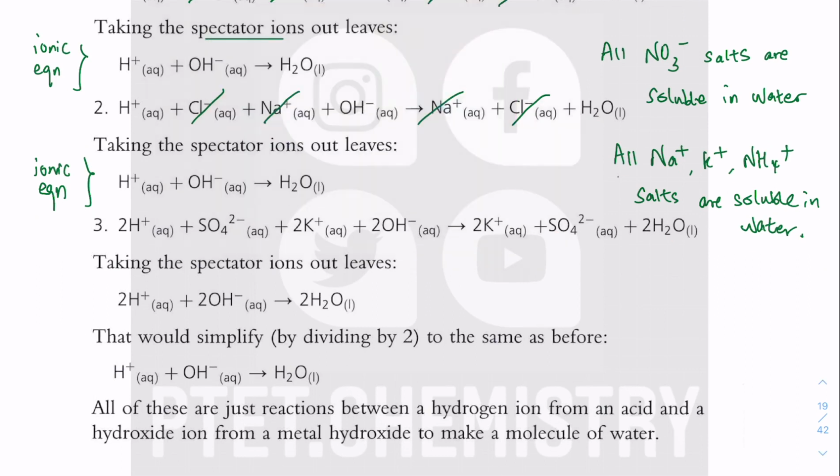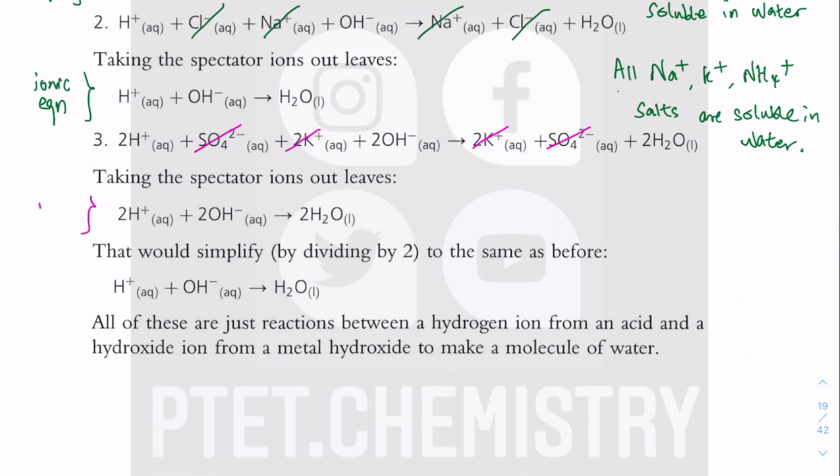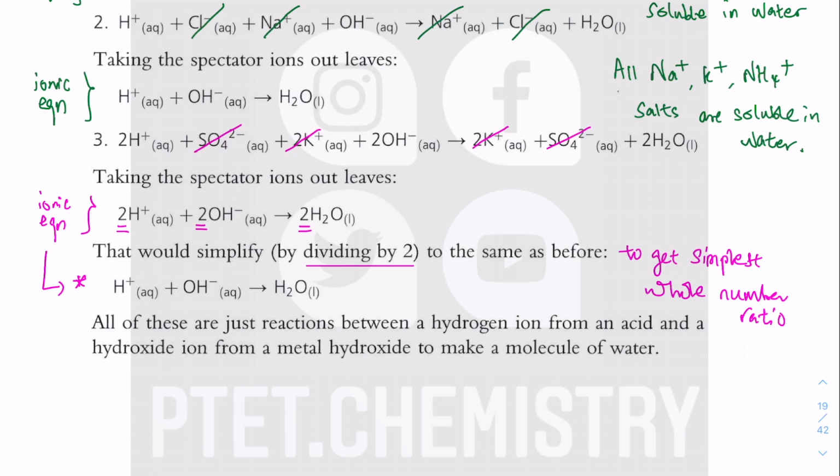So we're going to cancel out the spectator ions, 2K+ and the 2K+, the SO4 2- and the SO4 2-. Then you've gotten these equations, which look different, but when you think about it, it's just a multiple of 2, which you can divide by 2 to get the simplest whole number ratio. So we want whole number ratio, and you can simplify it by dividing the whole thing by 2, and you get the exact same one, H+ aqueous plus OH- aqueous, giving you H2O liquid. So you still get the exact same ionic equation for the neutralization reactions.